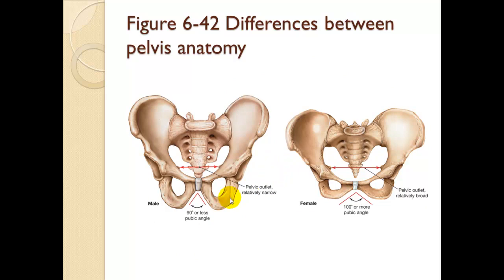Differences between the pelvic anatomy of a male and female: the pelvis in the female is generally wider, and that would be for the birthing of a child. The greater angle allows for the actual child to come down through the birth canal.